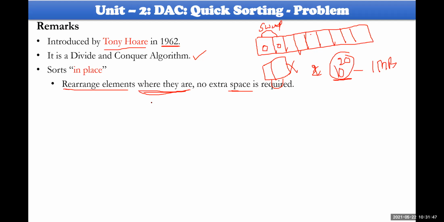However, no extra space is required here, since the data is operated on where exactly it is. Then it is very efficient because no extra space is required, so it is very efficient in terms of storage. Extra space is not required.